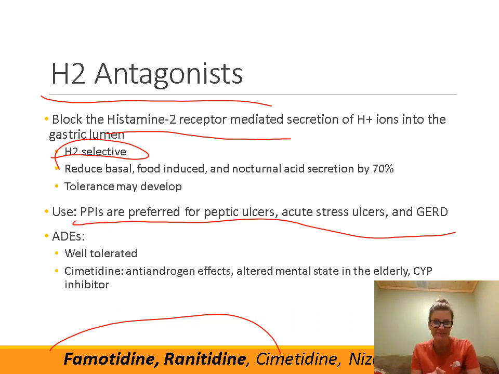The one caveat here is cimetidine. Do not recommend cimetidine. Cimetidine has anti-androgen effects, so it can be associated with some adverse drug effects because of the androgen blocking effects. It can also be associated with altered mental states in the elderly, and it has drug interactions. It's a relatively strong CYP inhibitor, so it does have drug interactions associated with it.